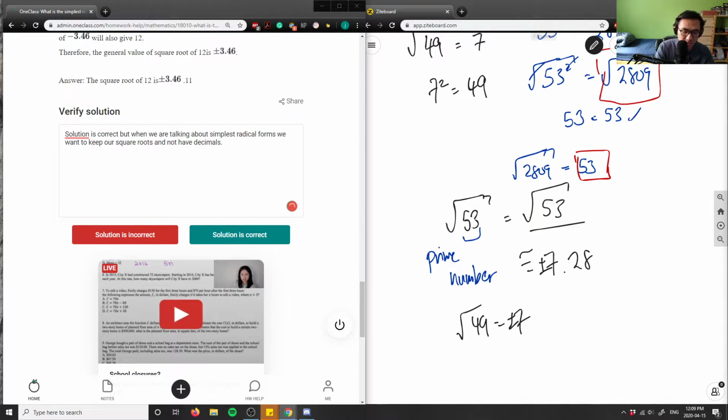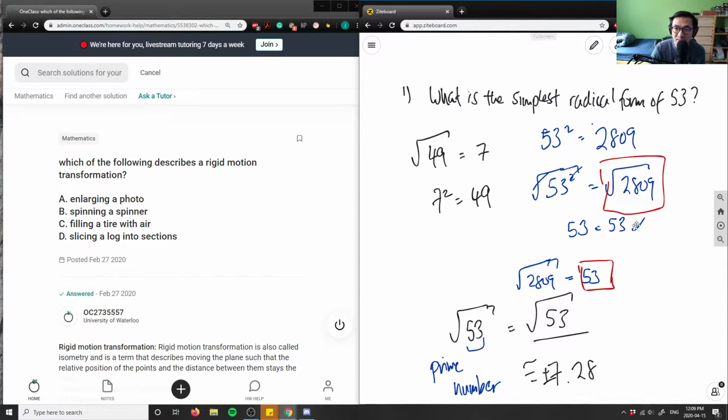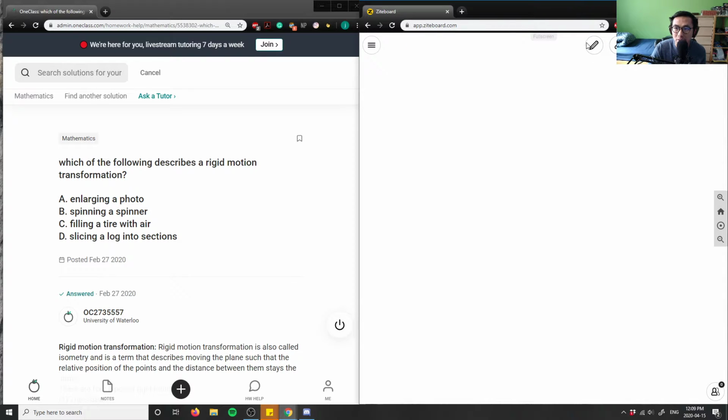So that's kind of what simplest radical form is, because we don't really want decimals in this case, so we can actually leave square root of 53 as square root of 53, and that's the simplest radical form in itself. So I'm going to say the solution is correct, because that's what they did in terms of they helped solve for the decimal place here.